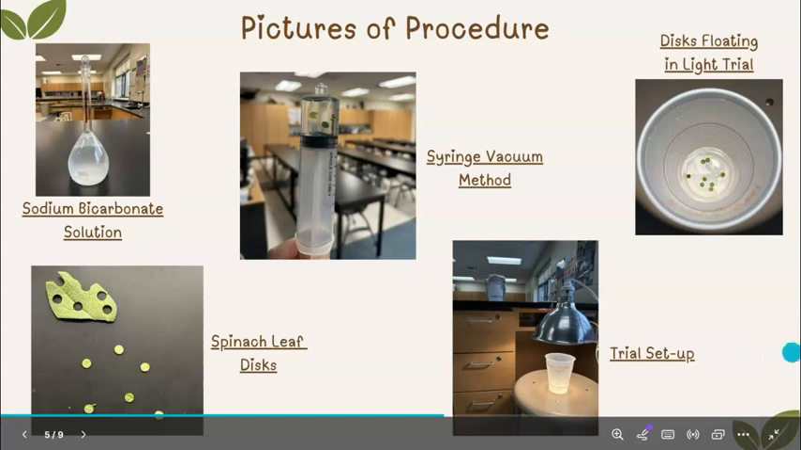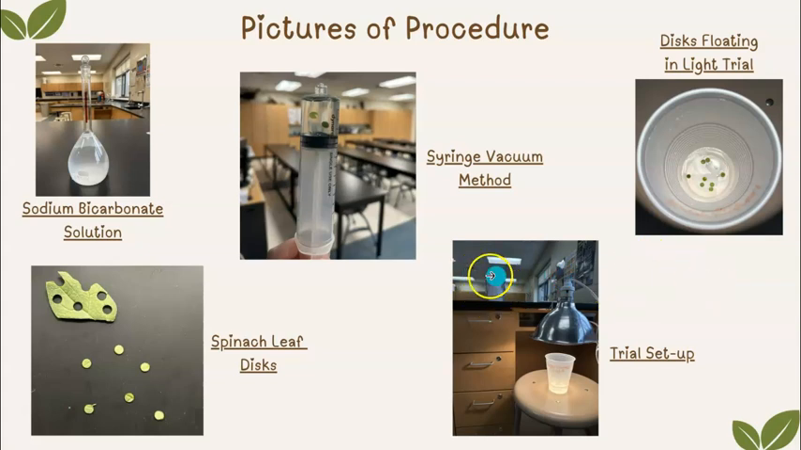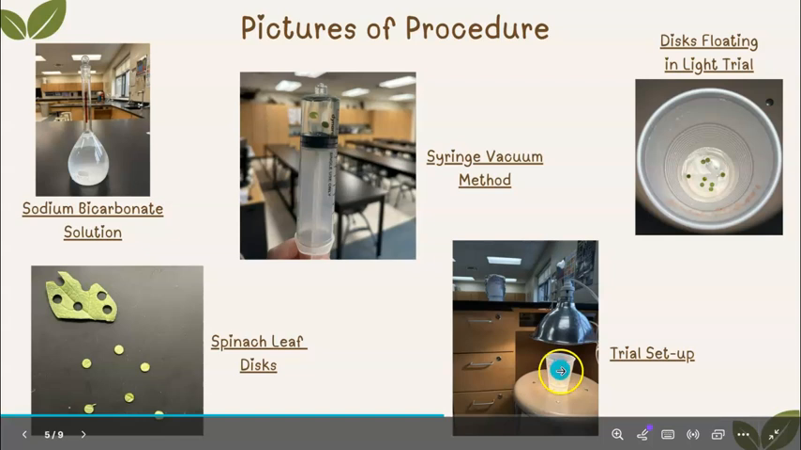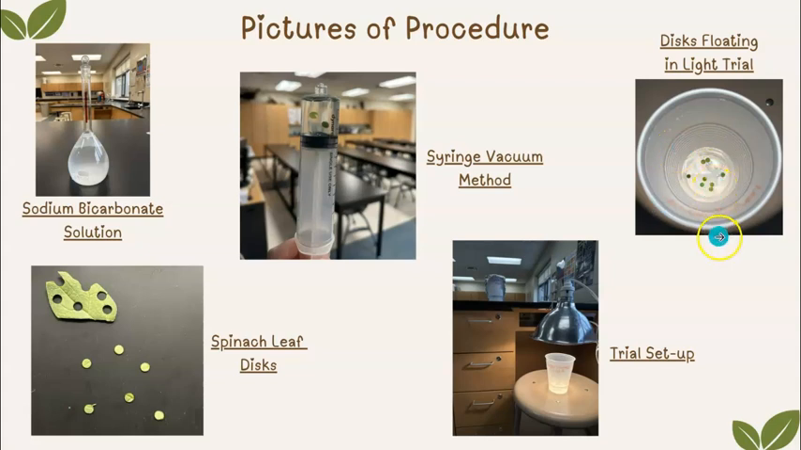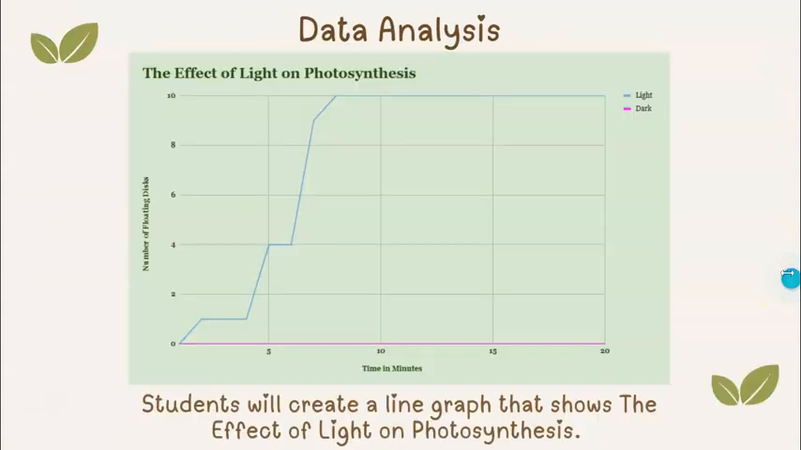You put 10 inside of the light cup and 10 inside of the control cup, which is your dark cup. All of the ones in the dark cup should remain sunken, and all of the ones in the light cup should eventually rise, which you can see in this last picture here, because they're going through their process of photosynthesis. And if you look closely, this is a lot easier to see in person, there are little oxygen gas bubbles next to the leaf discs, and that just indicates that they went through photosynthesis.